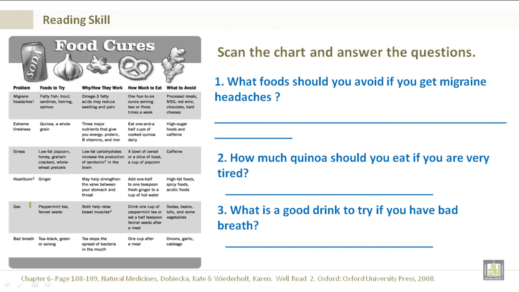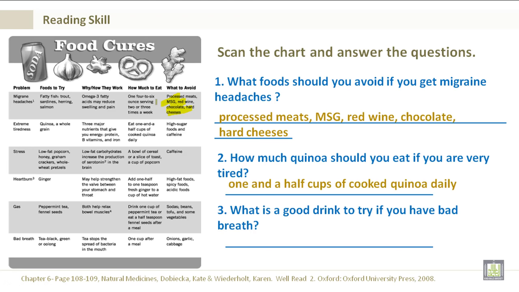What food should you avoid if you get a migraine headache? You should avoid processed meats, MSG, chocolate, and hard cheeses. How much quinoa should you eat if you are very tired? 1.5 cups of cooked quinoa daily.